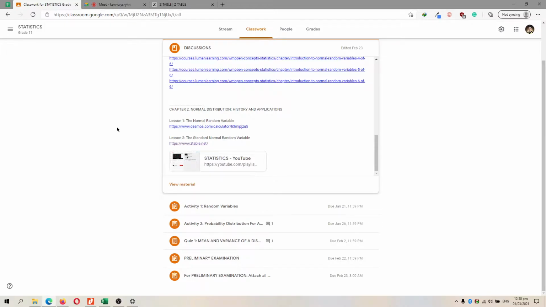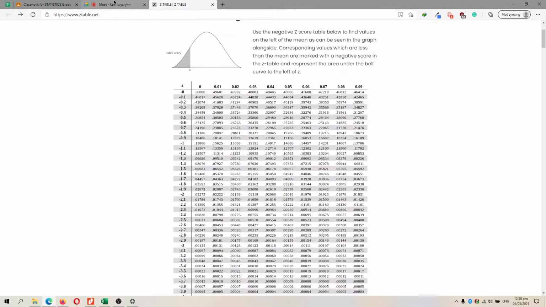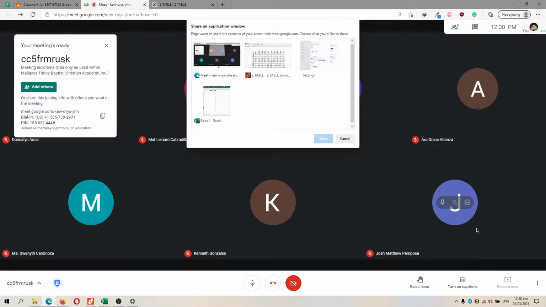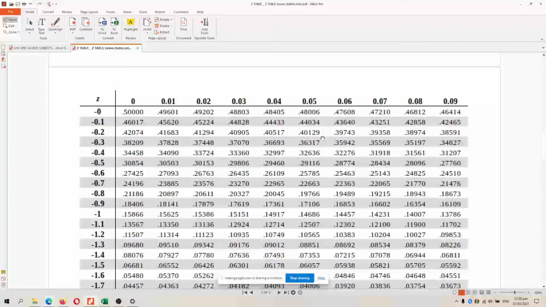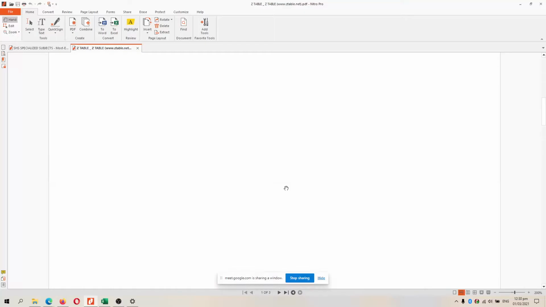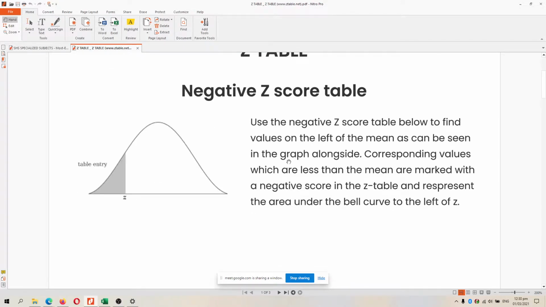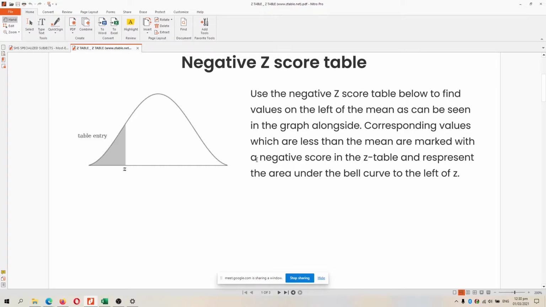Ayan. So, try natin, no? May share akong screen sa inyo. So, nakikita naman ninyo ito, no? It is a z-score. So, as you can see, a z-score or a z-table, we have what we call the negative z-score table and a positive one. As long as the number is less than 0, that is the negative value. So, more than 0, that is a positive value.